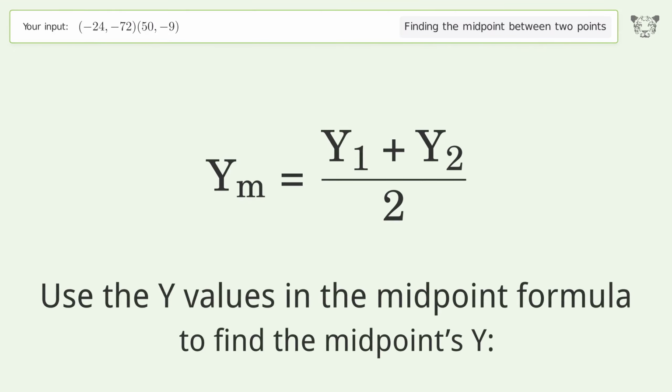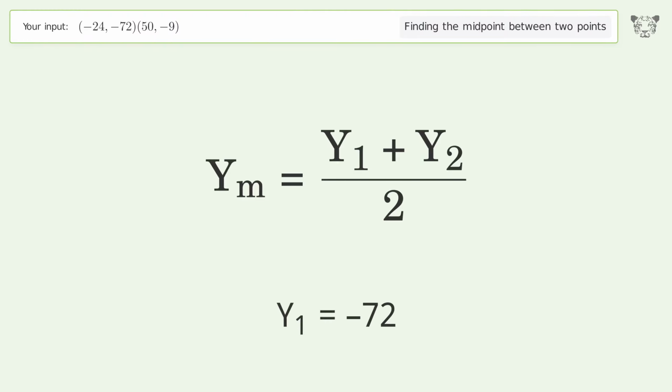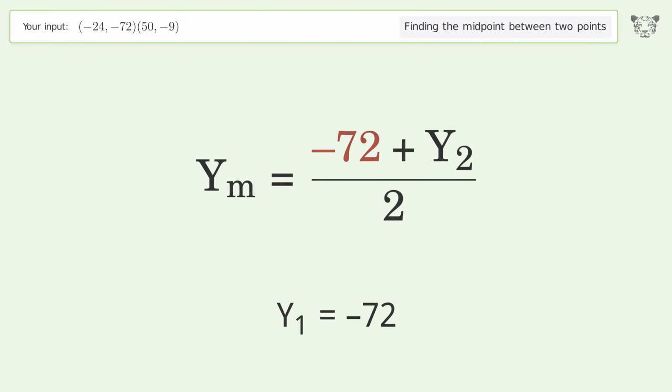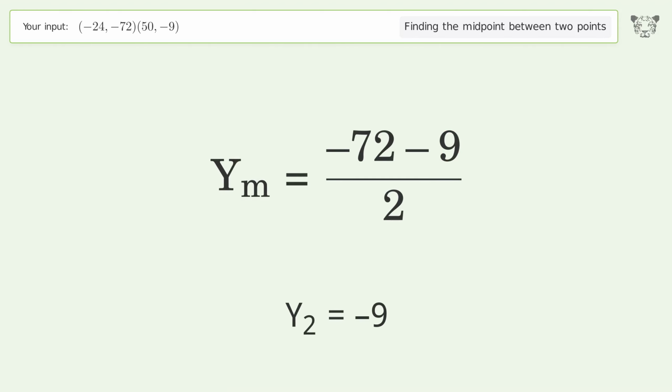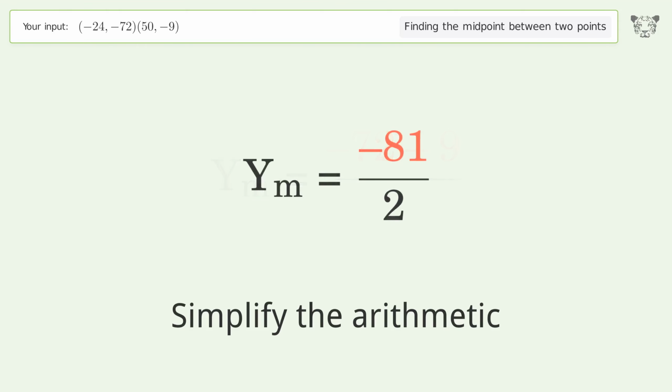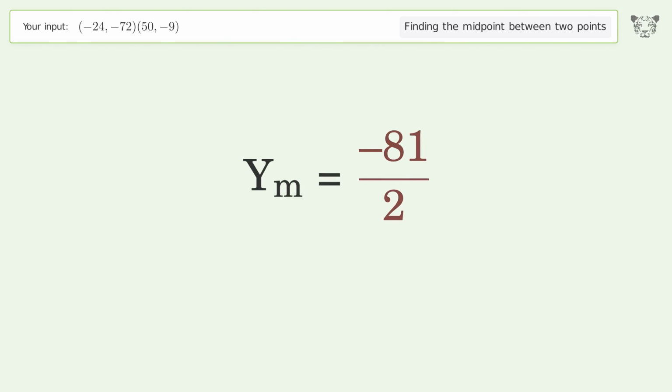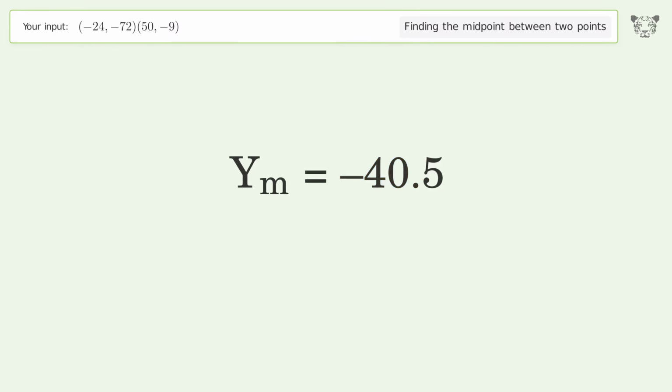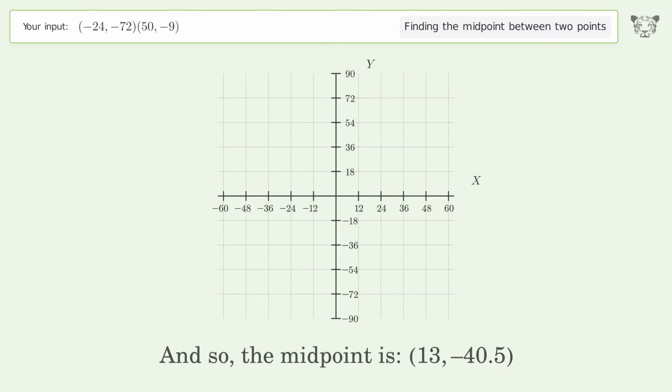Use the y values in the midpoint formula to find the midpoint's y. y1 equals negative 72. y2 equals negative 9. Simplify the arithmetic. And so, the midpoint is 13, negative 40.5.